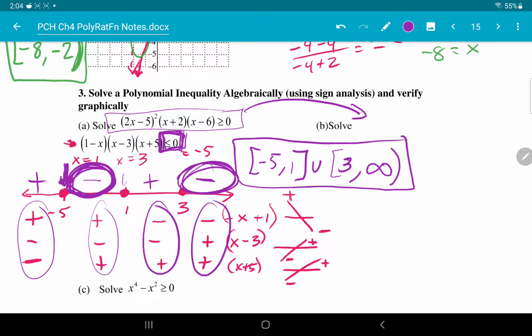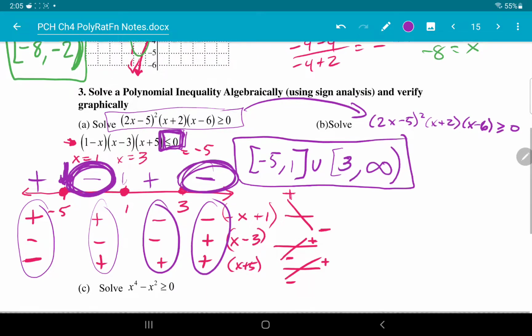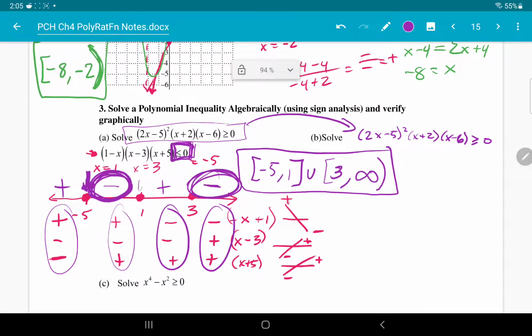All right, let's go on to example B. I'm going to write this over here. So we have 2x minus 5 squared times x plus 2 times x minus 6 is greater than or equal to 0. So again, we are going to find the zeros. We have zeros at 5 halves, at negative 2, and also at 6.